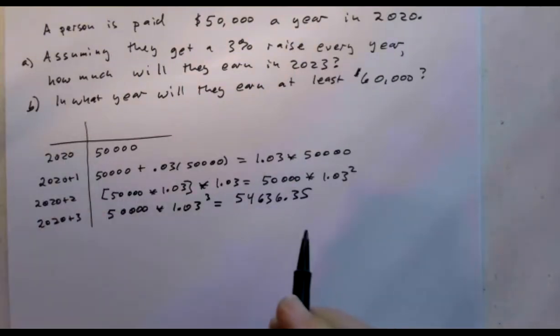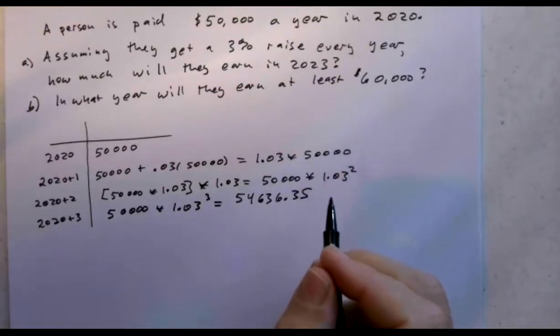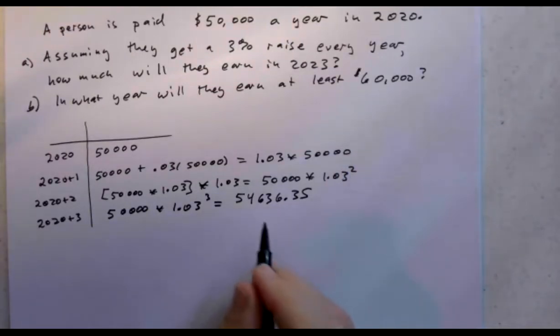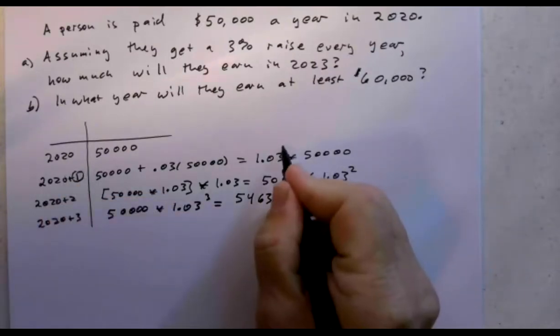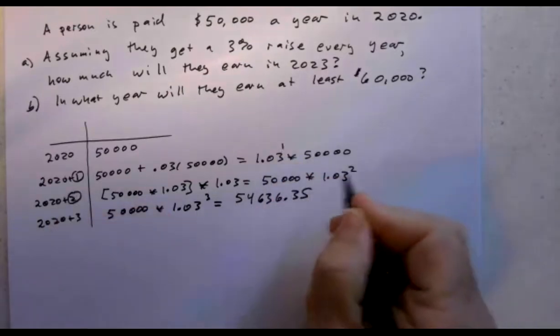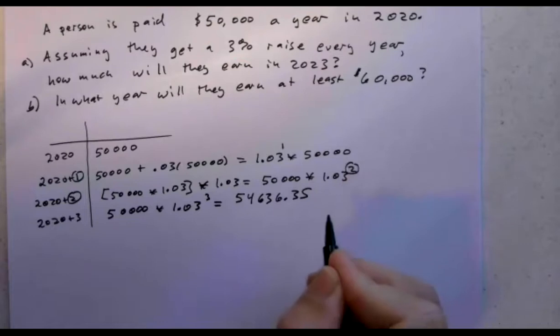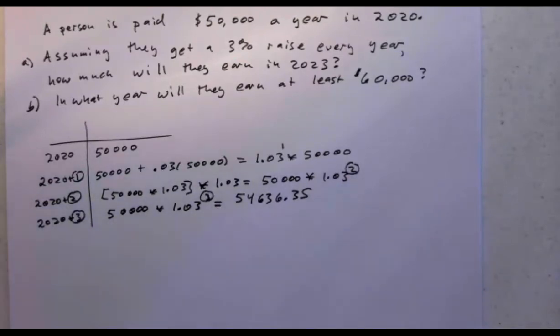For question B, it says, in what year will they earn 60,000? So how many years will that be? So what is the salary as a function of the number of years? So you can see when we added 1 year, it was 50,000 times 1.03 to the first. When we added 2 years, it was 50,000 times 1.03 to the second. When we added 3 years, it was 50,000 times 1.03 to the third.